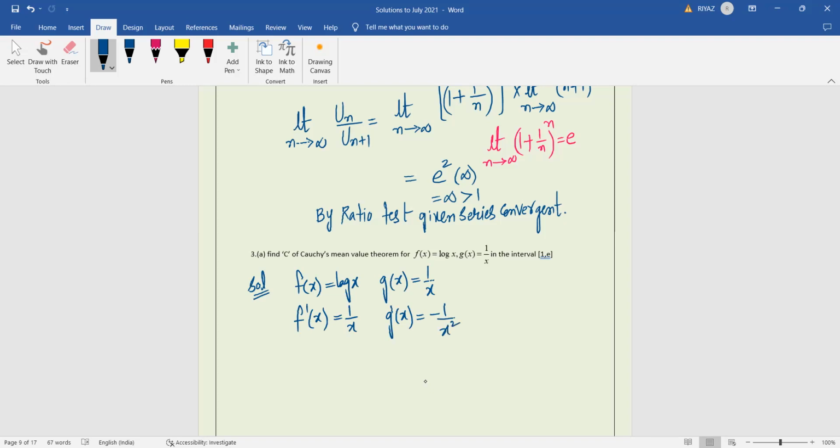So we should write the statement here: f comma g are continuous and differentiable functions on closed interval 1 comma e and open interval 1 comma e respectively.